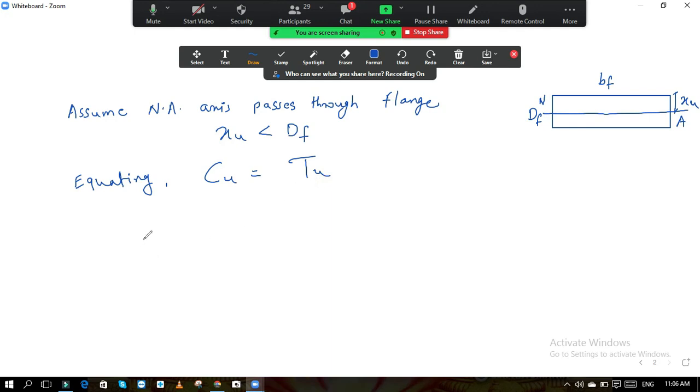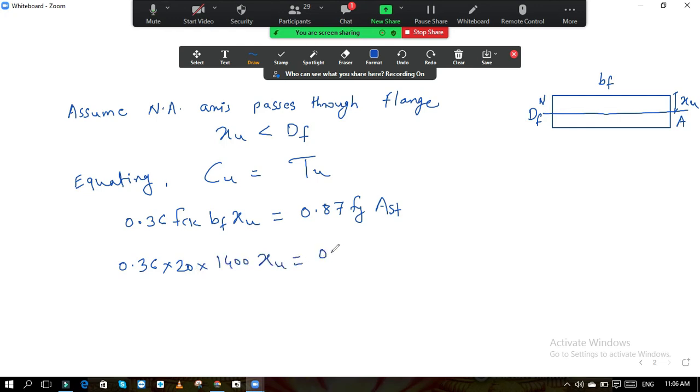Now, what is the total compressive force in case number 1? We can see the formula in case number 1: 0.36 fck bf into xu, which is equal to Tu. What is Tu? It is 0.87 fy Ast. So put all the values: 0.36 fck, fck is 20, bf is 1400, into xu as it is, which is equal to 0.87 into fy, fy is 500, into Ast, Ast is 1256.64. Therefore, from this you will get the value of xu.